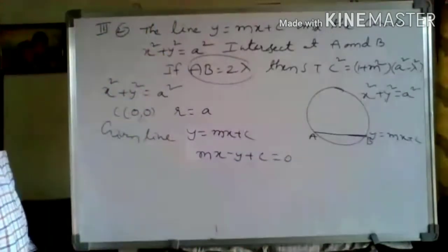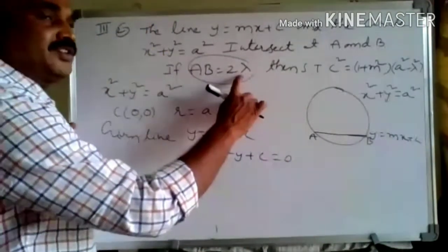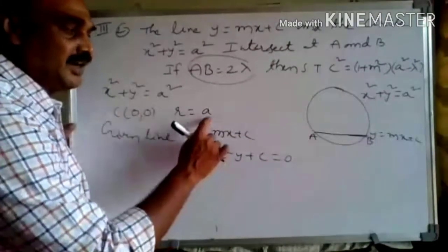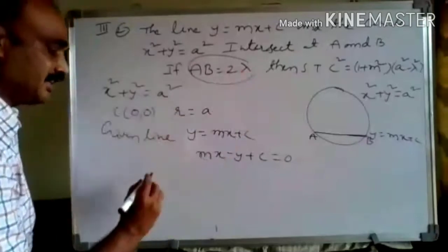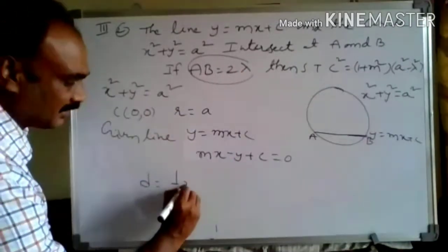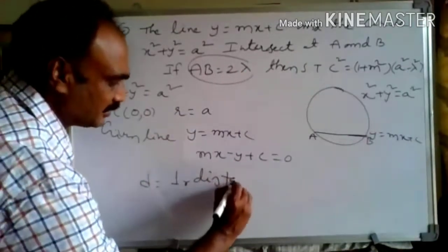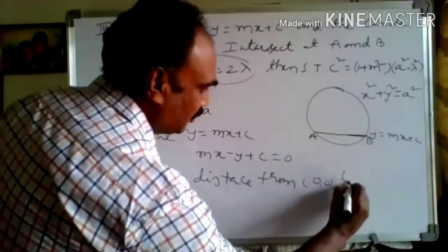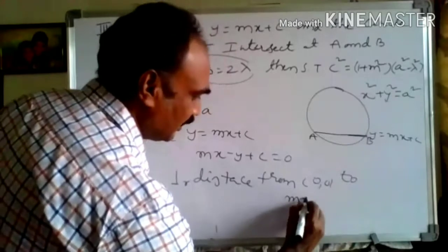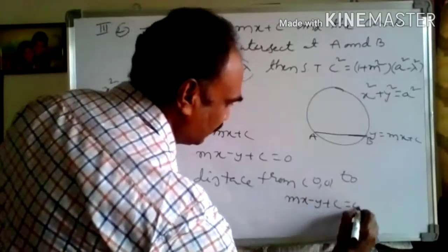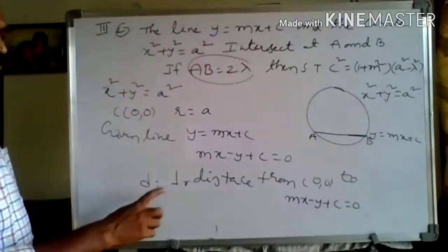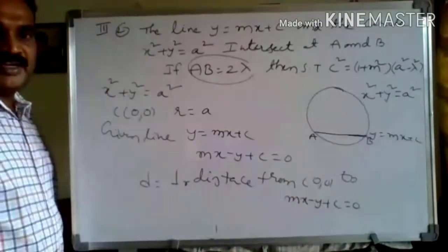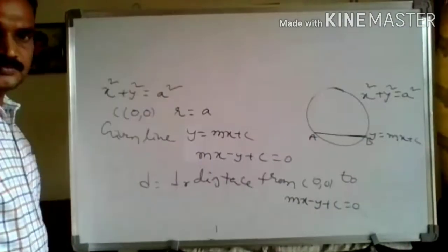So next calculate. Here the given length of the chord is 2 lambda. Length of the chord is equal to the formula 2 root r square minus d square. R is equal to a. Next calculate d. D is the perpendicular distance from center 0 comma 0 to the line mx minus y plus c is equal to 0.